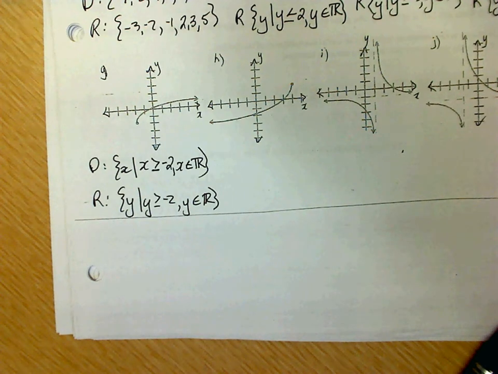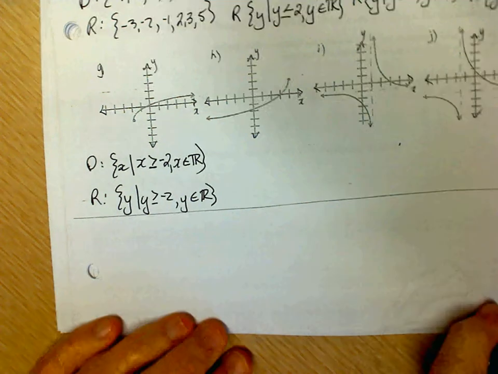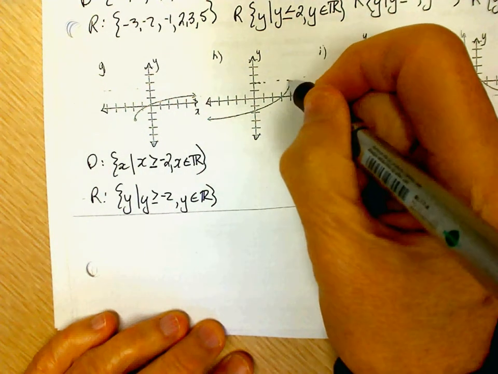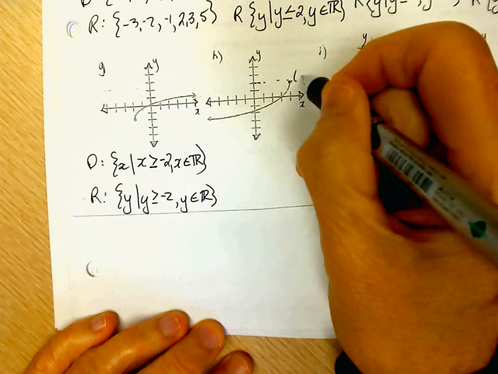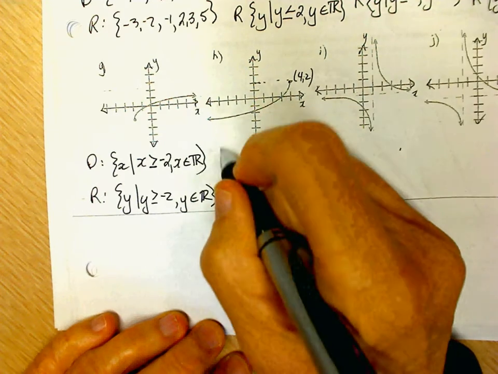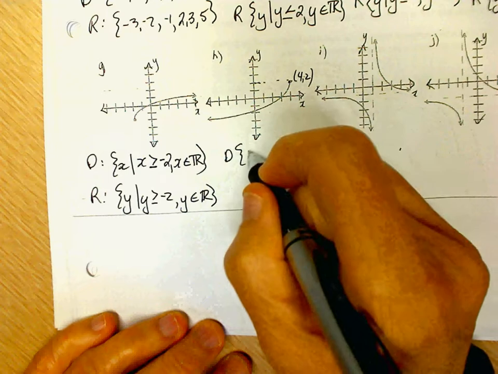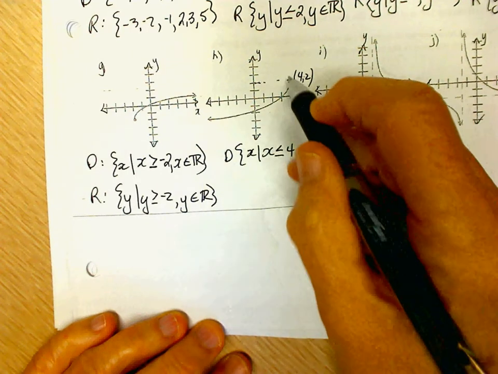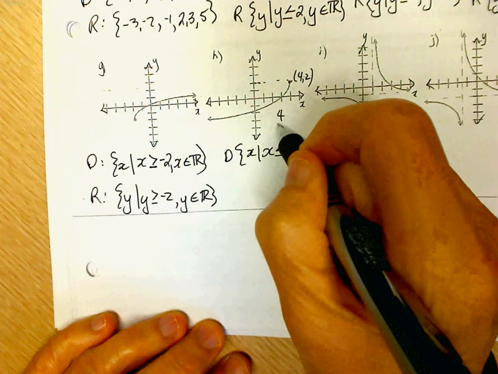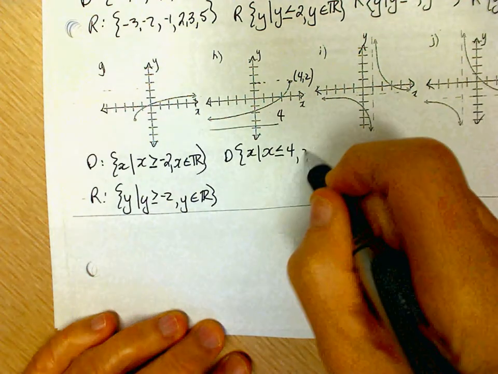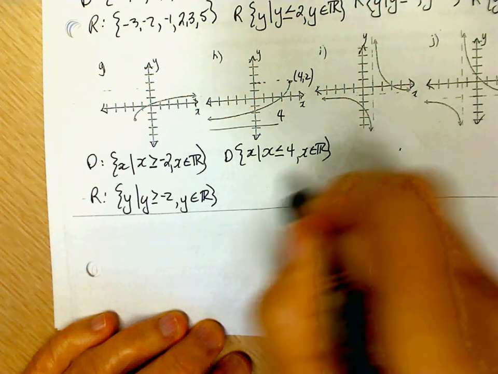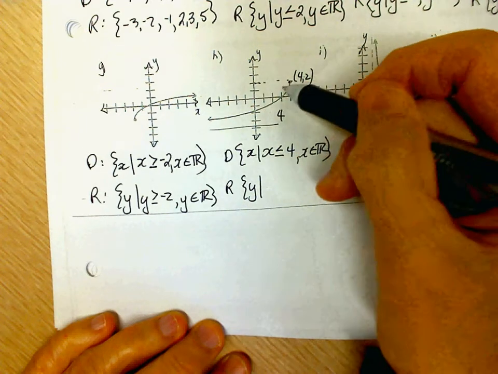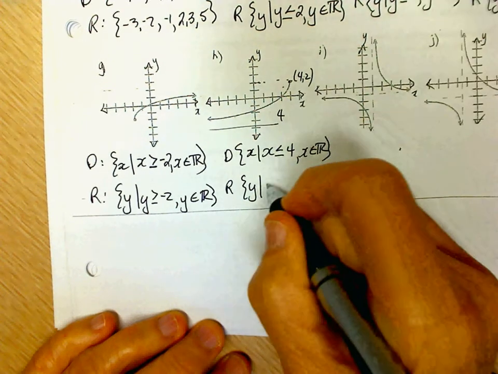Let's do this guy. The x, y value, this point here is 4, 2, right? So domain is x such that x is less than or equal to 4, right? It's 4 or less. The graph goes this way. X is an element of real numbers. The range is y such that y is less than or equal to 2. Y is an element of real numbers.